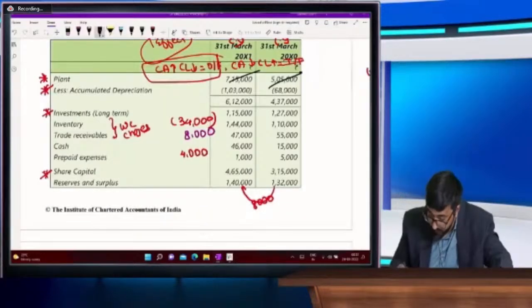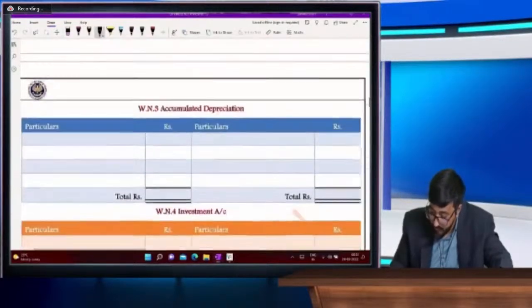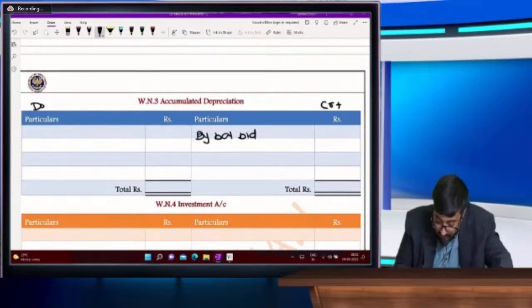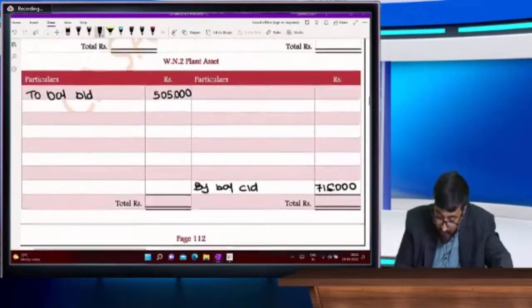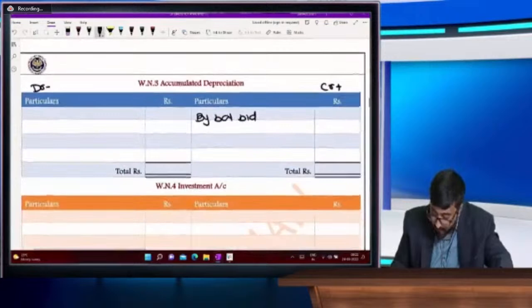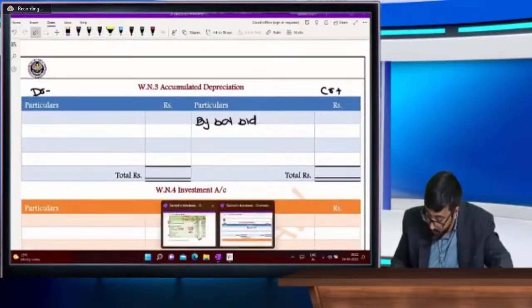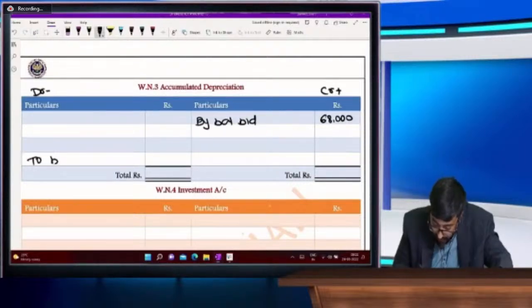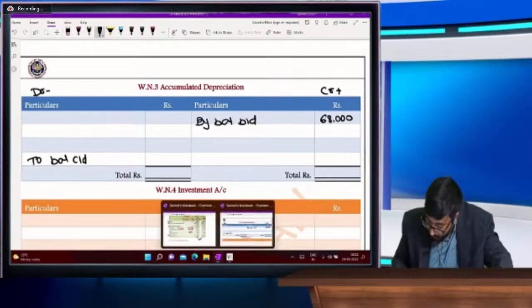Second one, AD, credit balance. By balance brought down. Credit plus, debit minus. Plant debit se shuru kiya, debit plus, credit minus. By balance brought down 68,000 and to balance carried down 1,03,000.